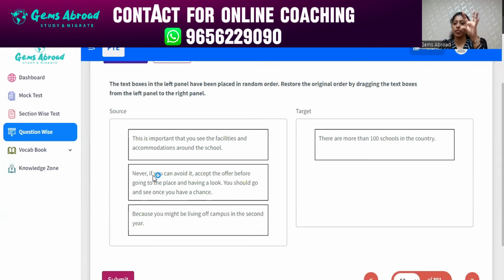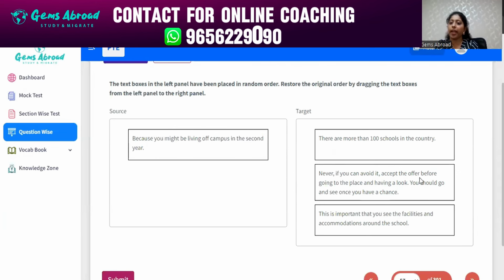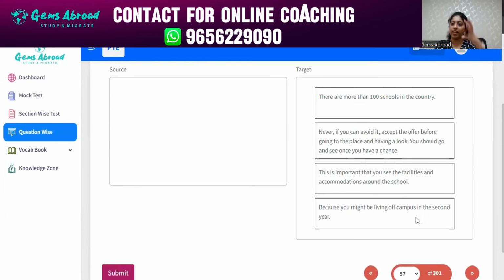See, the first sentence can be a noun, followed by the pronoun. So in the pairing, the noun is followed by the pronoun. So if you can avoid it, accept the offer. Next, this is important: accept the offer before going to the place and having a look. You should go and see once you have a chance. This is important, that you see the facilities and accommodation around the school, because you might be living off campus in the second year.